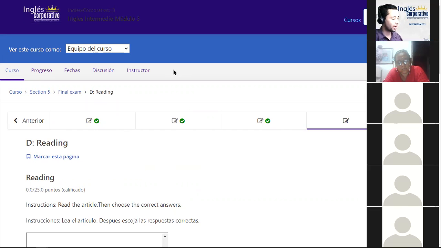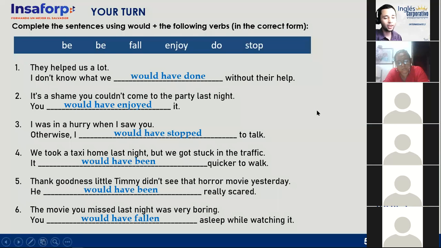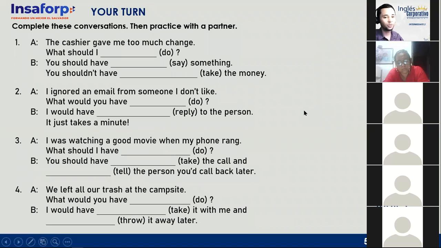Okay. We're going back to the exercises we were doing. Les dije que teníamos uno más y es el que nos vamos a disponer a hacer ahora. Okay, what are you going to do? Pretty easy. Your turn, complete these conversations, then practice with a partner. Okay, we have right now 11 participants. So I'm going to form the breakout rooms again. Serían los mismos grupos.